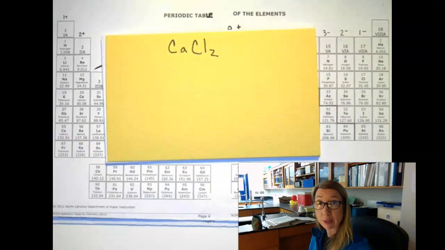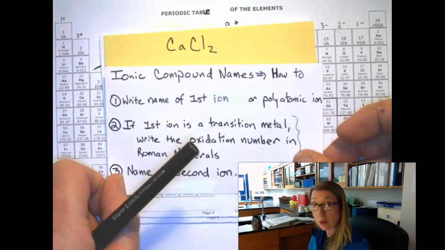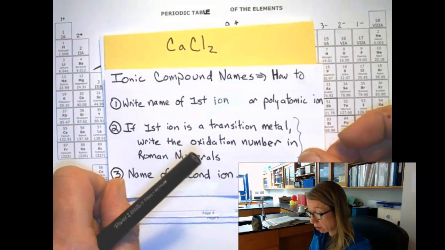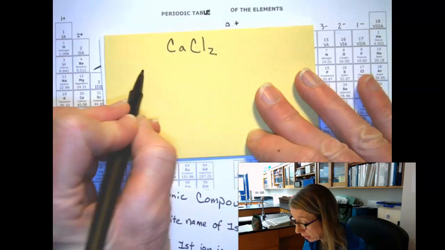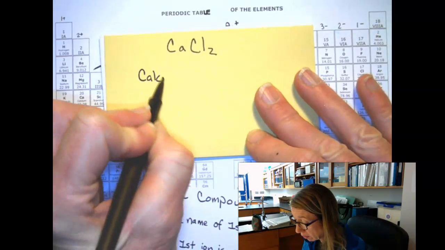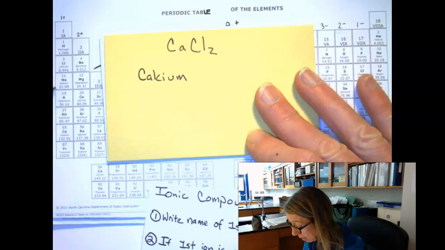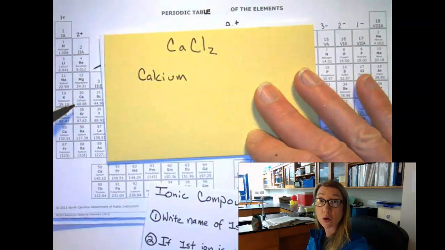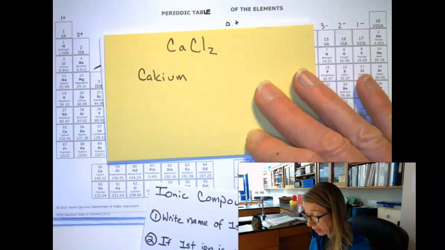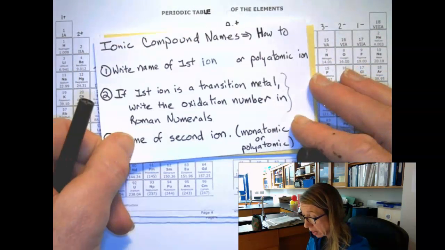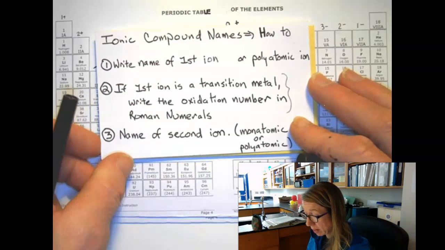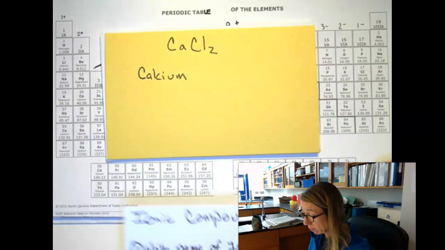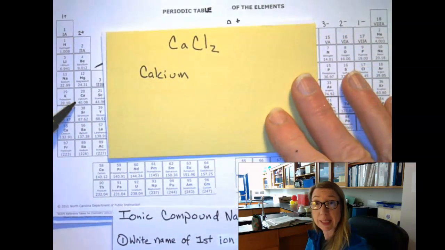So our first example is calcium chloride. First step. Write the name of the first ion or polyatomic ion. Well, the first ion is calcium, and we just write the name. Calcium. We find it on our reference table. It's an alkaline earth metal, so you just write the name. It's not a transition metal, and it's not a polyatomic ion. If the ion is a transition metal, write the oxidation number. Well, we can skip that because calcium is not a transition metal. It's a main group metal.